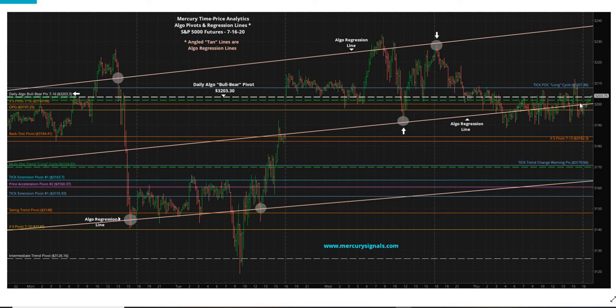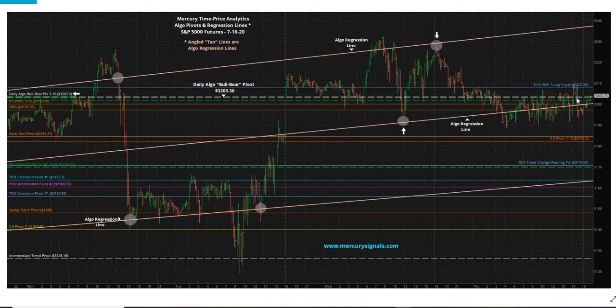Now, one of the other things that was amazing today, this is our daily algo bull bear pivot. We put this out each morning about an hour and a half before the day session opens. That is the single most important price on the board every day. So this is this morning's 32.03. Look at how many times, and again, this was released at 8 o'clock. Look at how many times this fought up and down above and below the daily bull bear pivot.